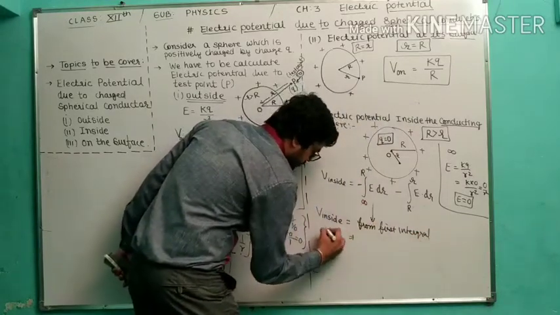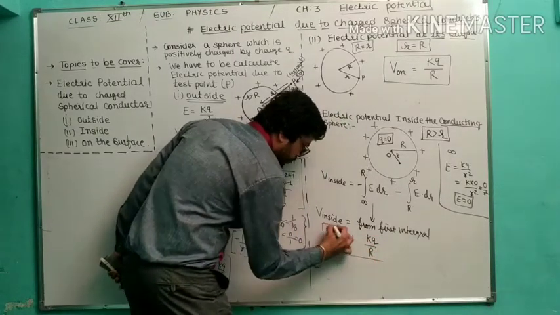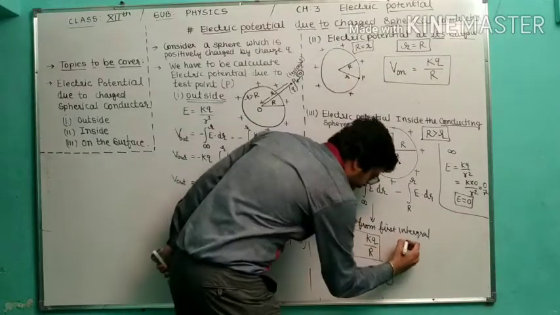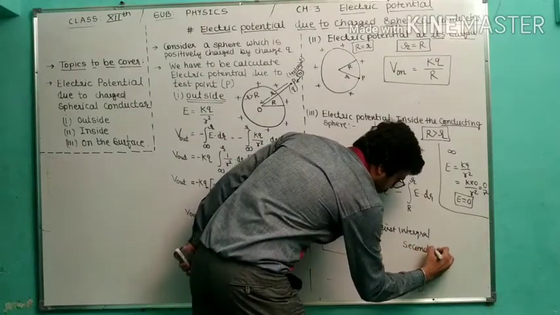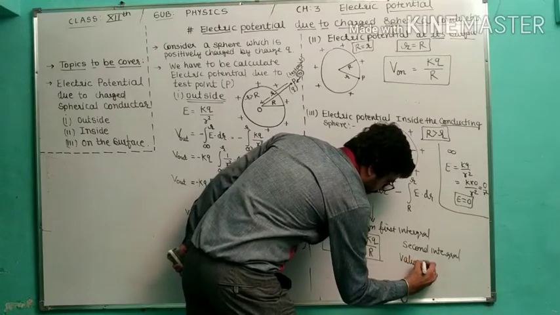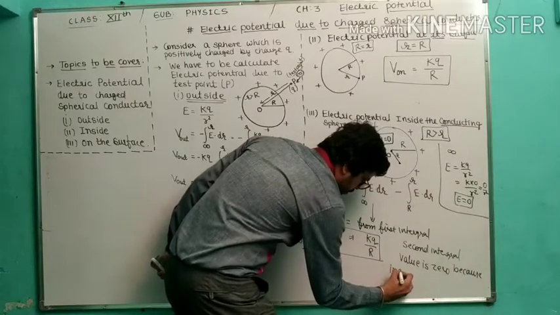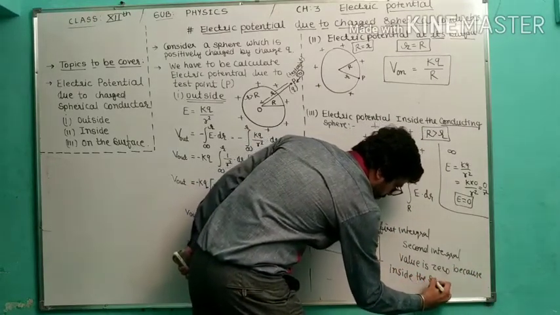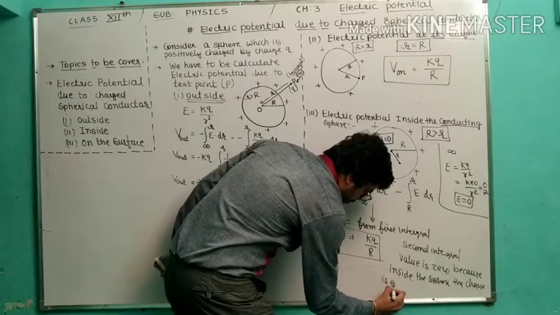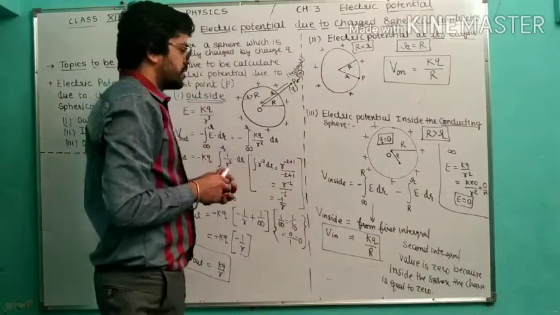So the first integral is V equals kq upon capital R. We got it, kq upon capital R. Here also kq upon capital R. And the second integral value is 0, because inside the sphere the charge is equal to 0. Okay, so hopefully you understood the whole derivation.